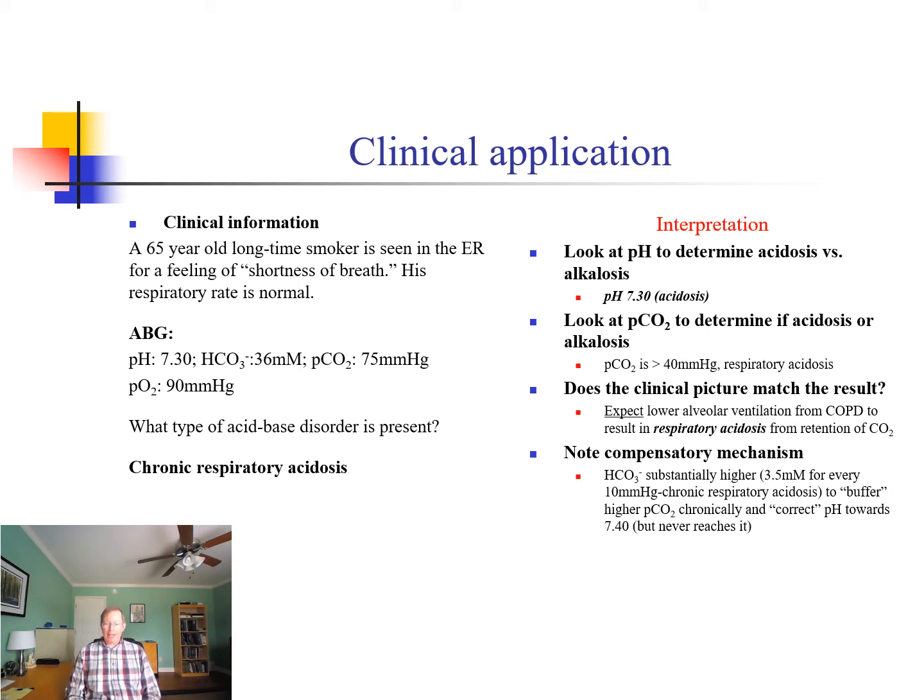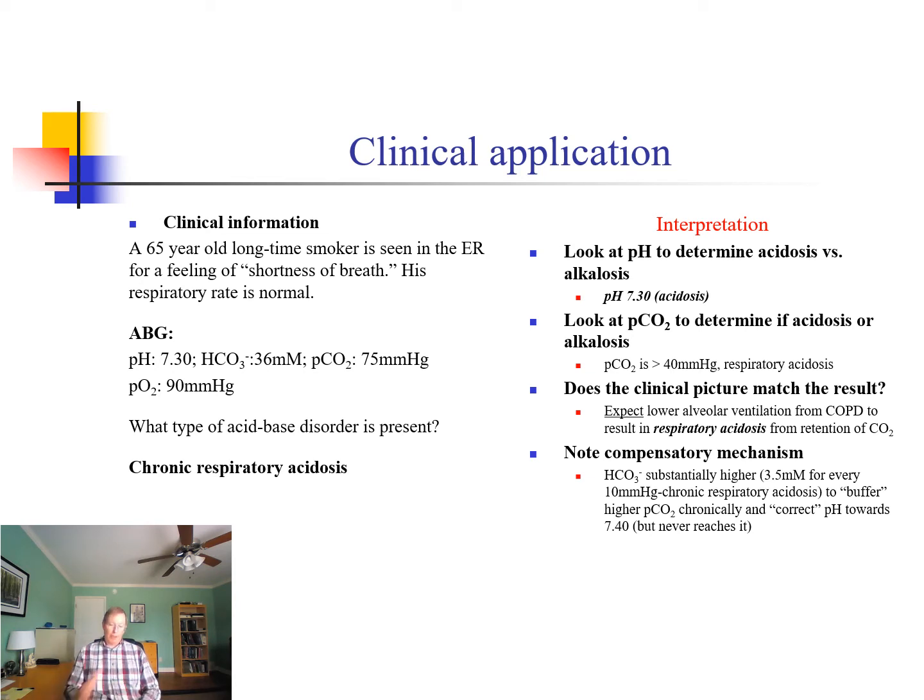Now in this case, to distinguish between acute and chronic, I'm going to look at those compensatory changes. A compensatory change for acute is a 1 millimolar increase in bicarbonate for every 10 millimeters of mercury increase in PCO2. In this case, I've gone from 40 to 75, and that's not consistent with an acute. But chronic, it is consistent with, because in the chronic state, I would expect a 3.5 millimolar increase in bicarbonate for every 10 millimeters of mercury increase in CO2.